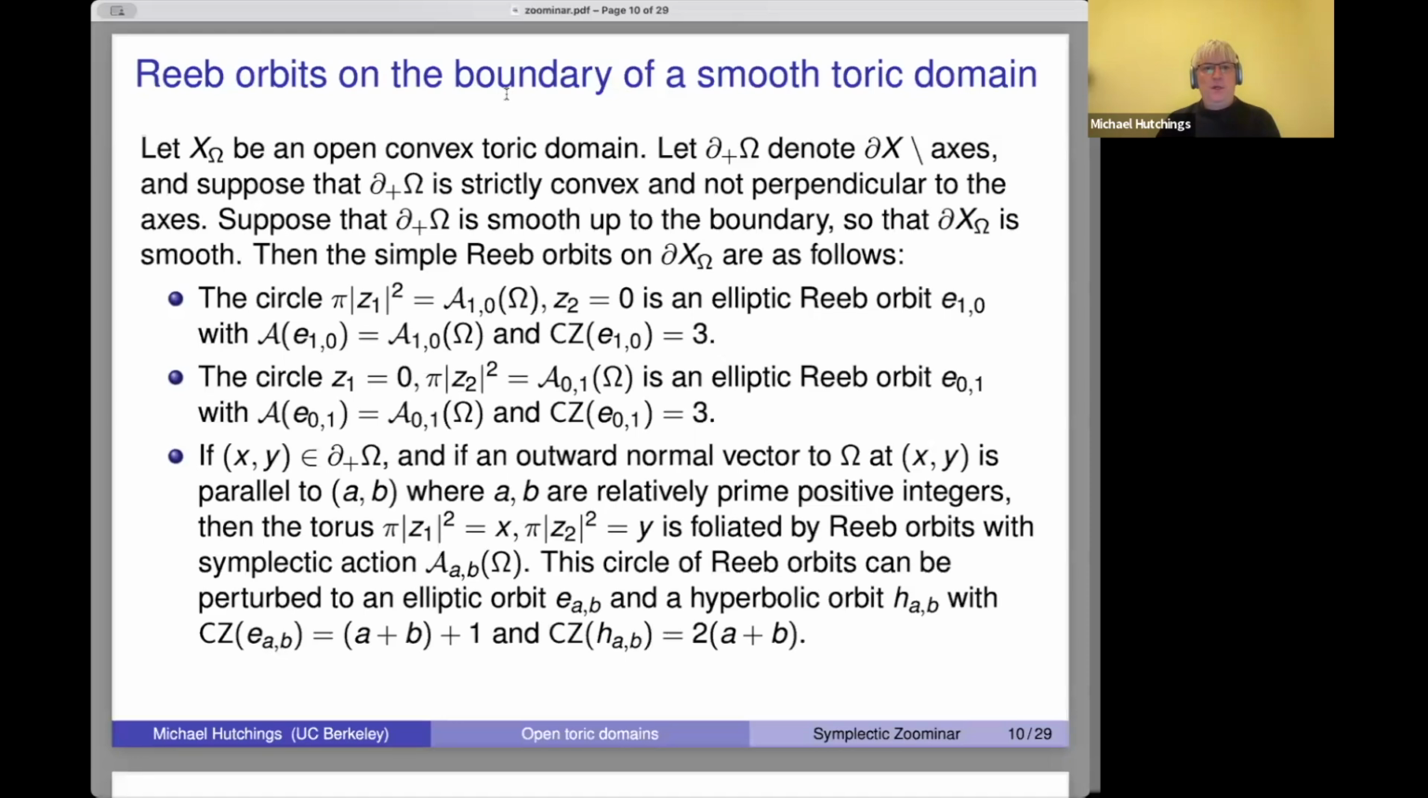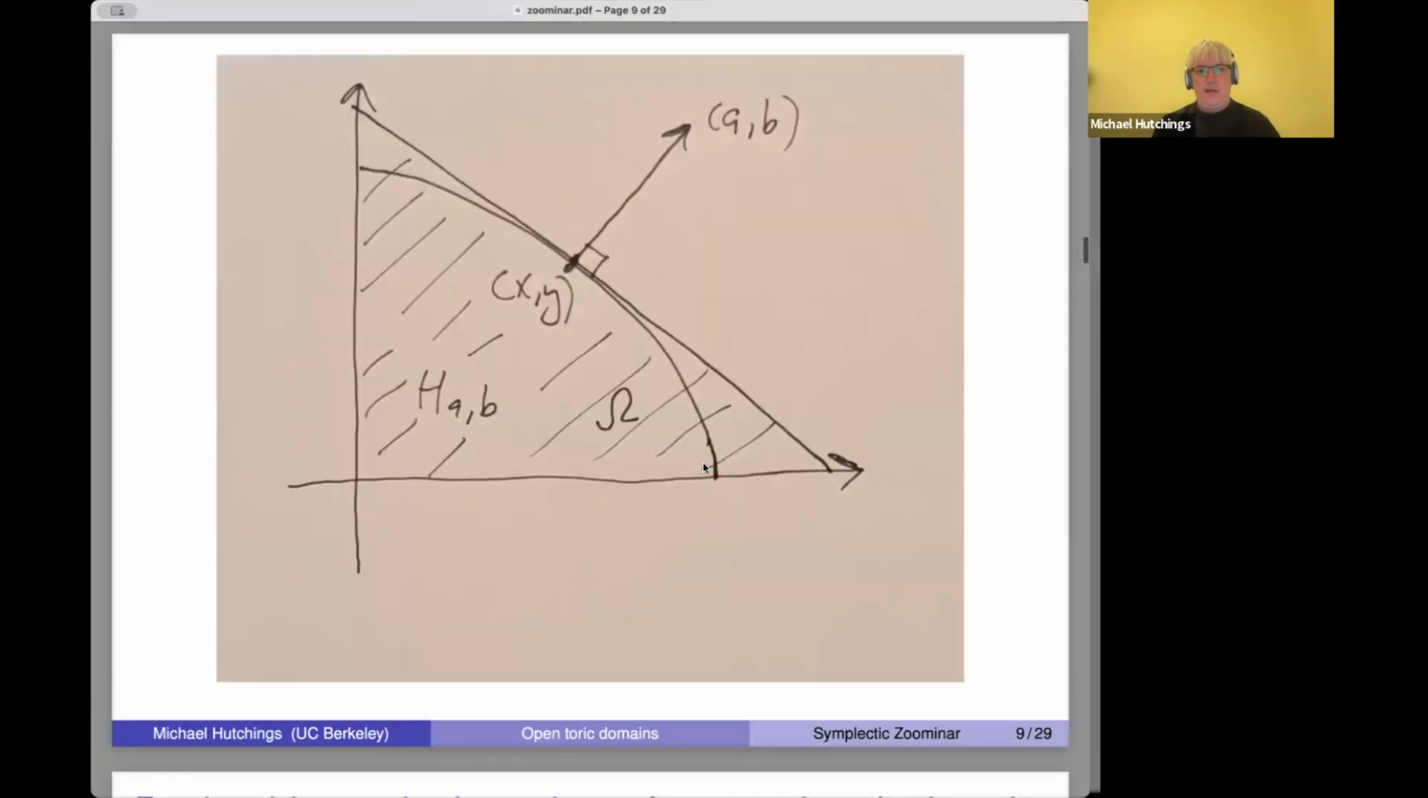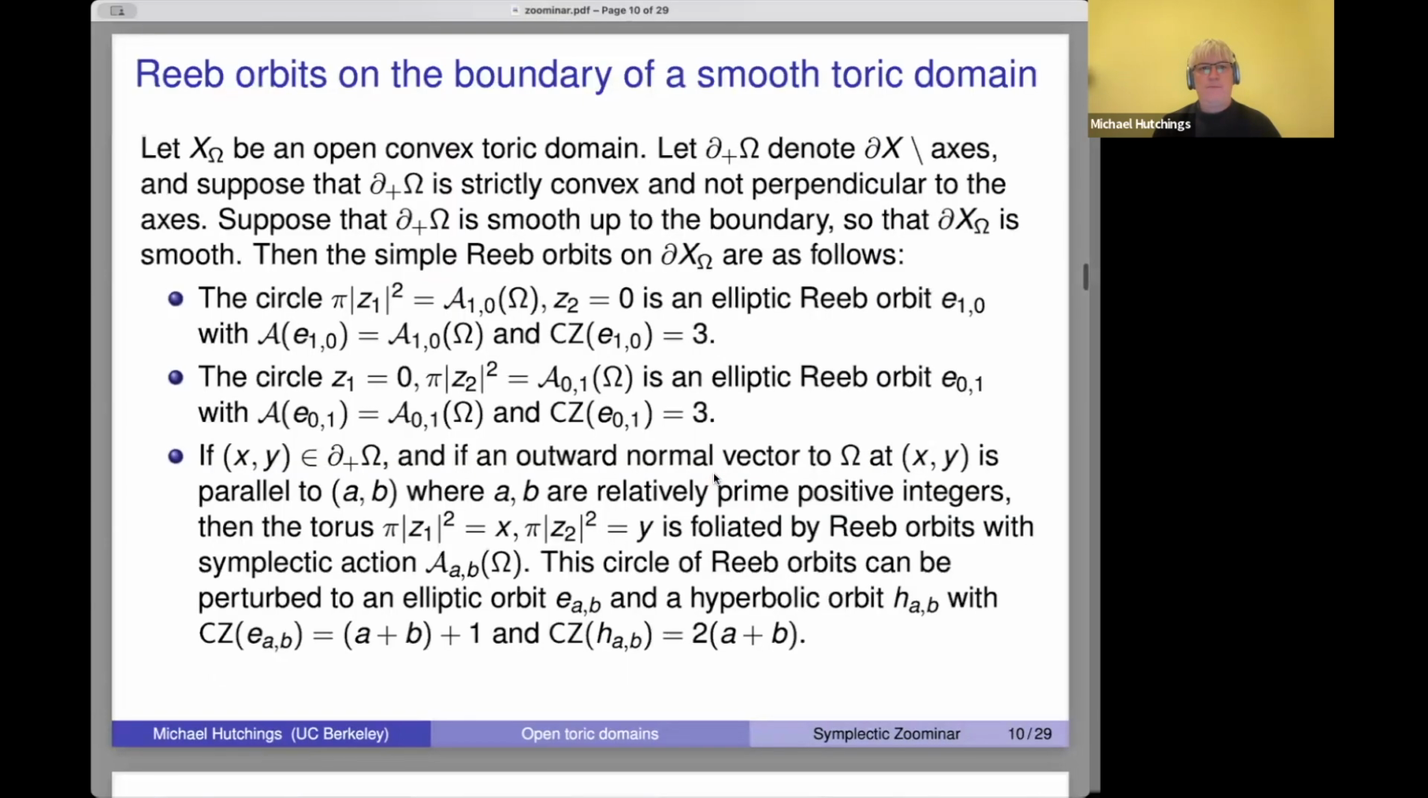So you can then calculate the Reeb vector field on the boundary of X_Omega. So the Reeb orbits consist of the following. First of all, where z2 equals 0, there is a Reeb orbit, which I call e_{1,0}. On the picture, that's over here. The inverse image of this point under the moment map is the orbit e_{1,0}. And that is an elliptic Reeb orbit.